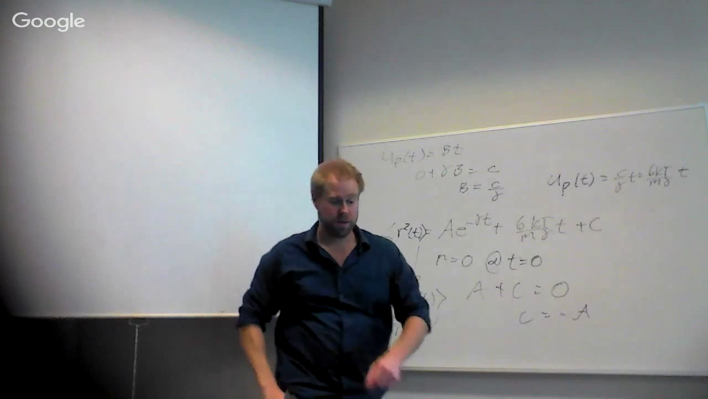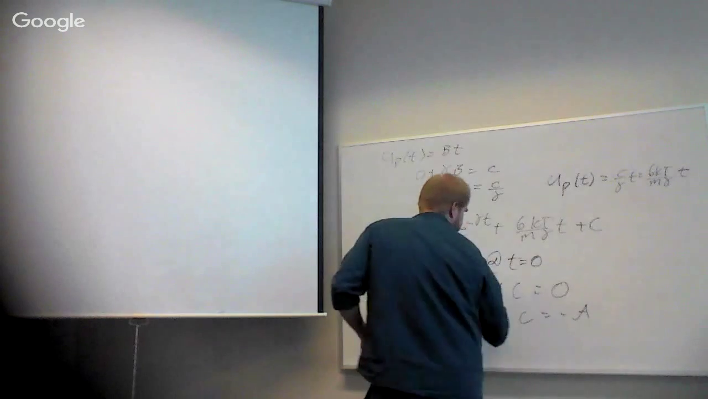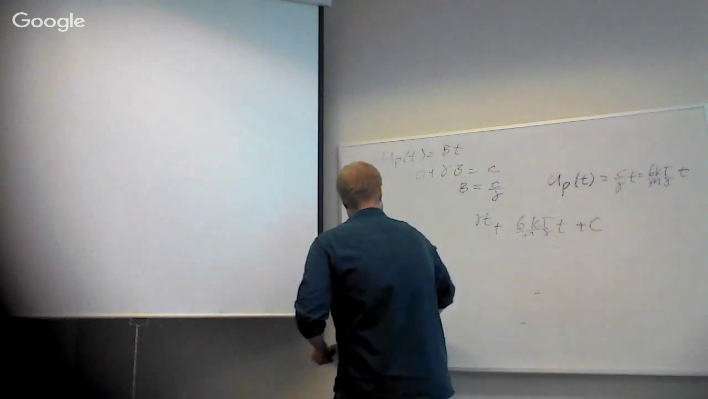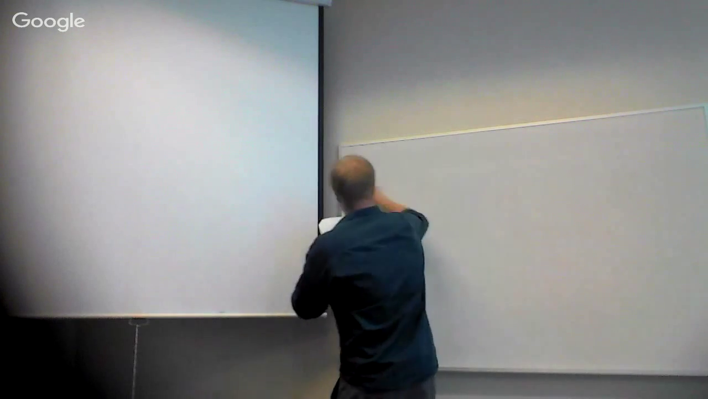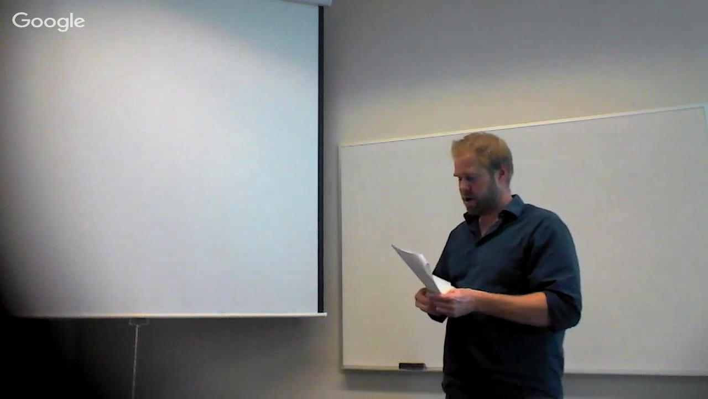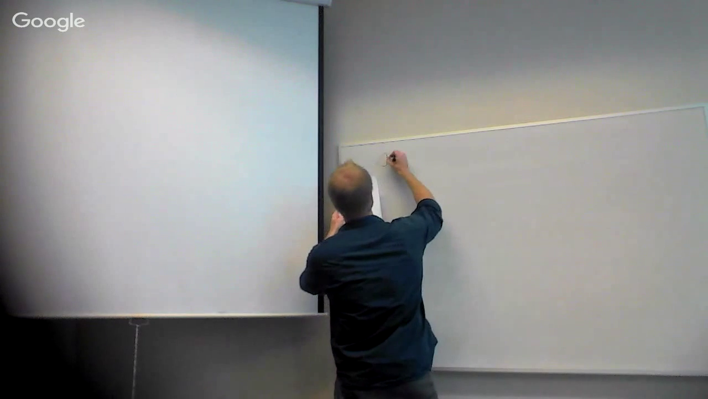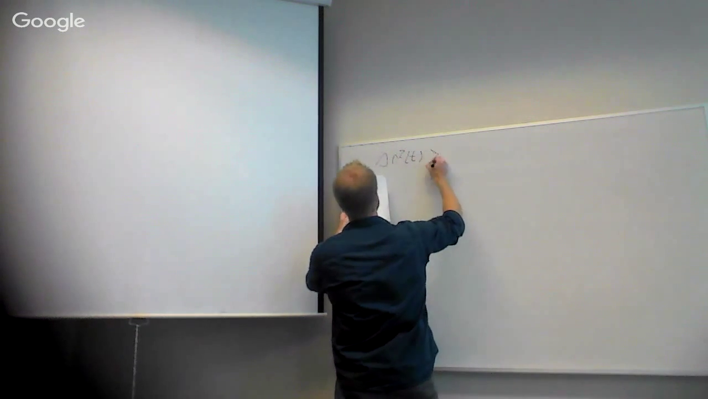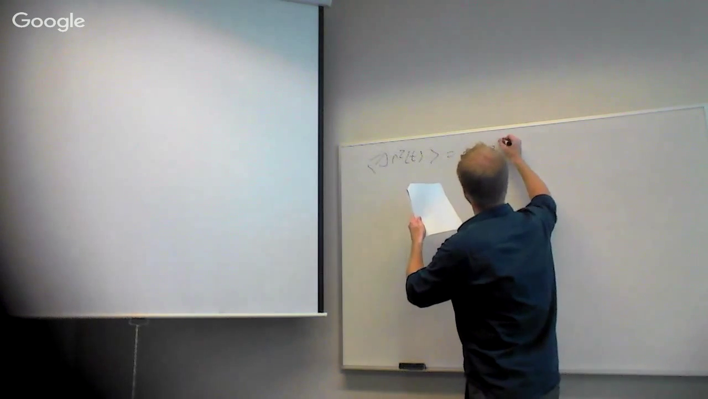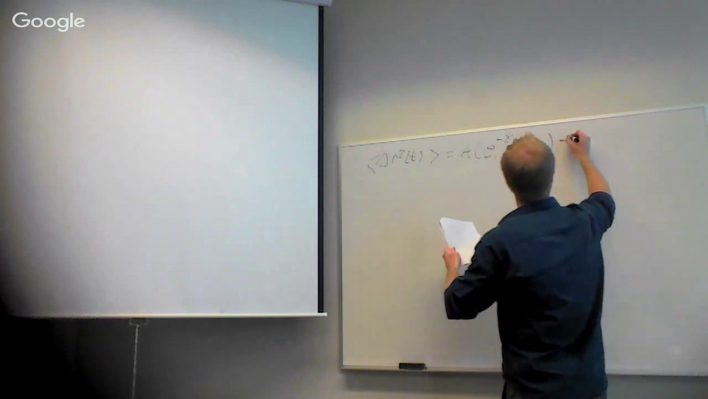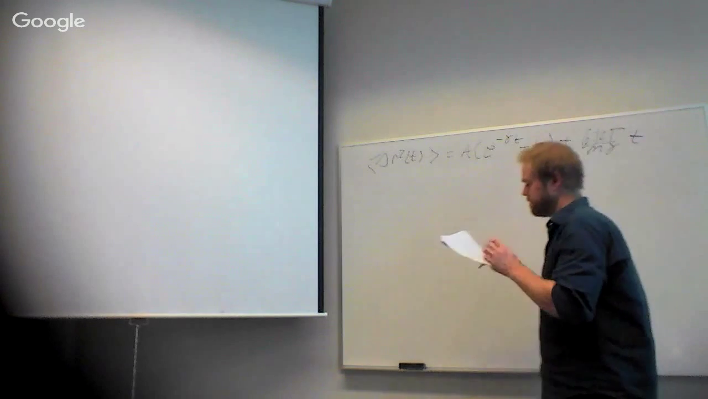Cool? Okay, so where are we? We're almost at the solution. Don't you need the initial condition to figure out what these are? Yep, I said we're almost there. So we have delta R squared as a function of t on average. So this is our mean square displacement. It's A times e to the negative gamma t minus 1, plus 6 kT over m gamma times t.